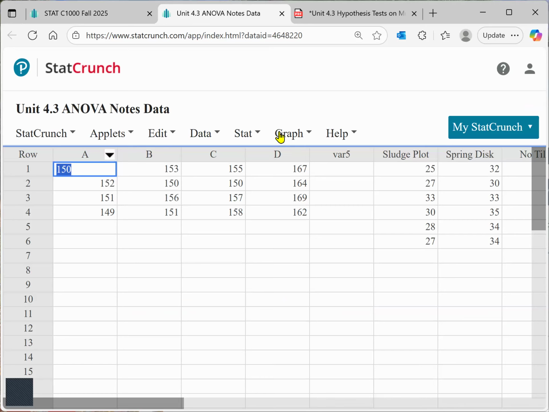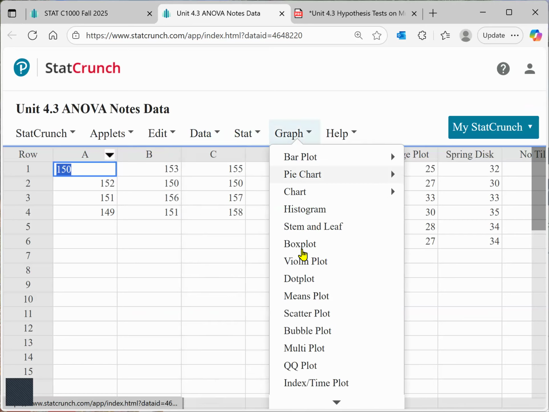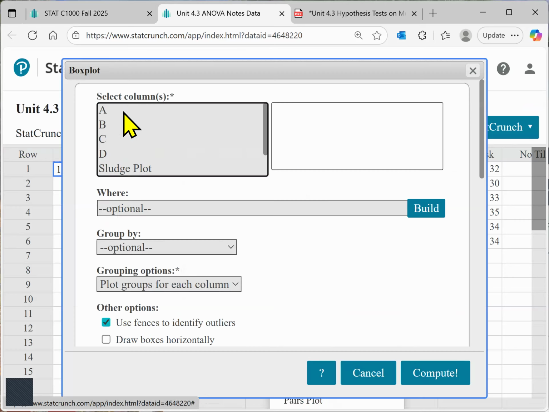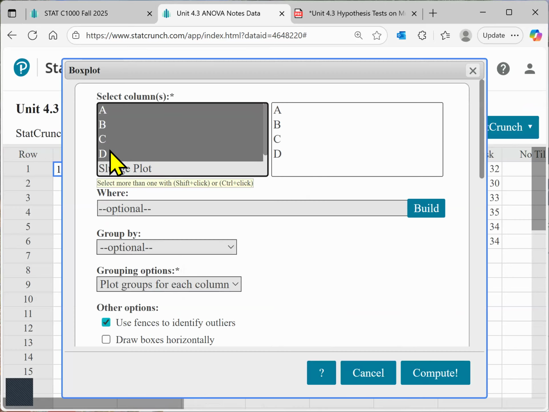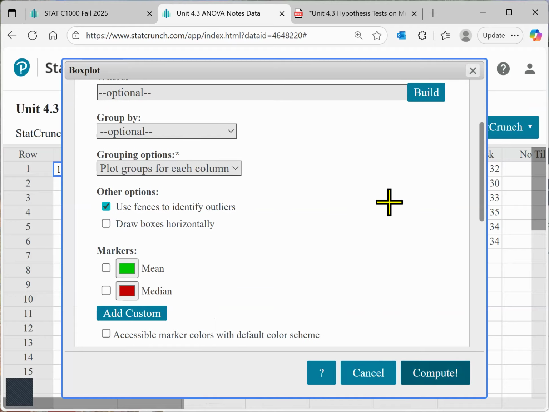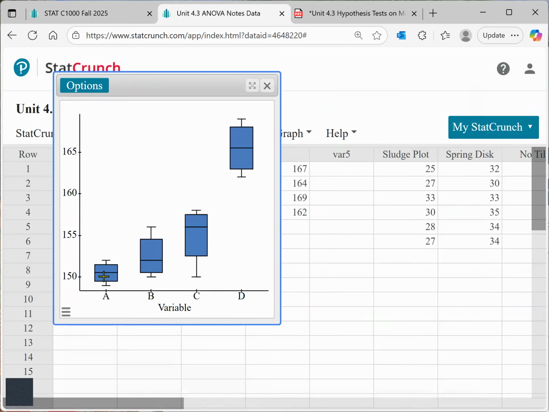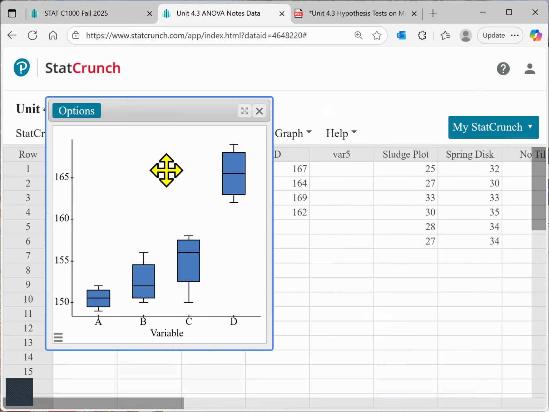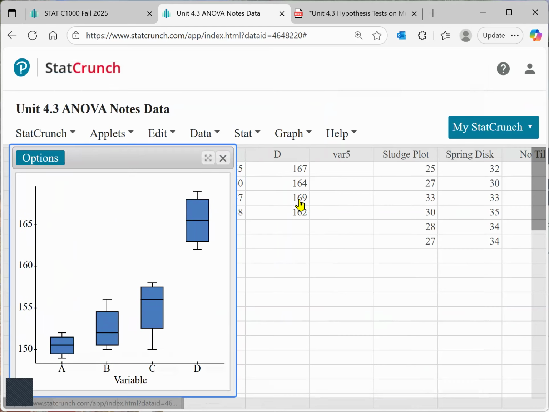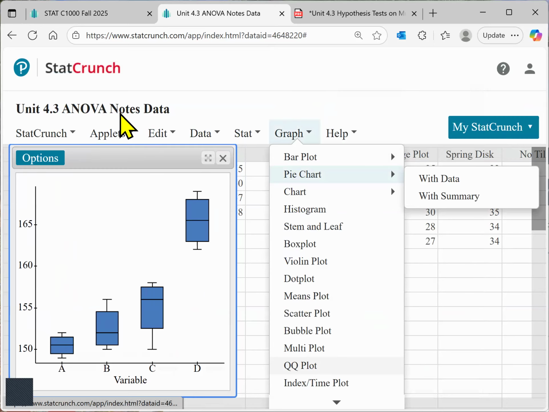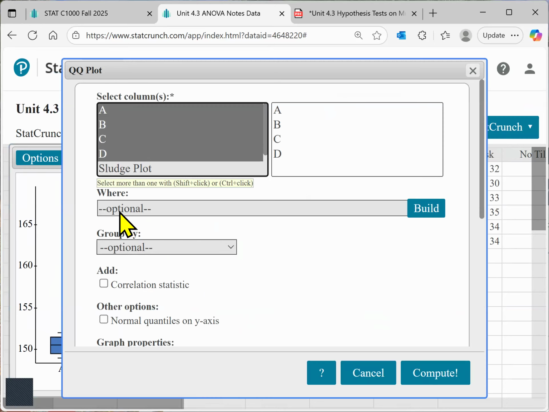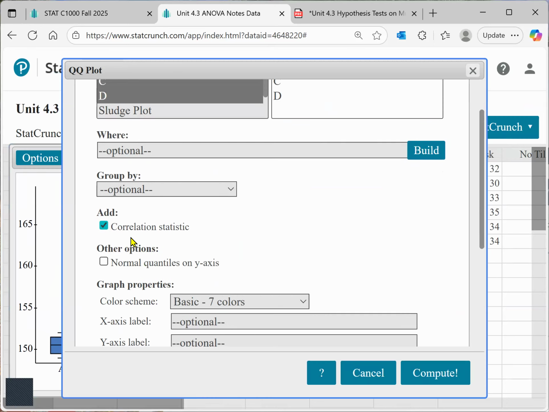All right, so I'm going to go to graph, and I'm going to go ahead and create box plot for A, B, C, D. So there are my box plots. Notice there's no outliers. And then I'm going to go ahead and create QQ plots for A, B, C, D. And remember, we want to add the correlation statistic and the normal quantile so that we can see the correlation coefficient.